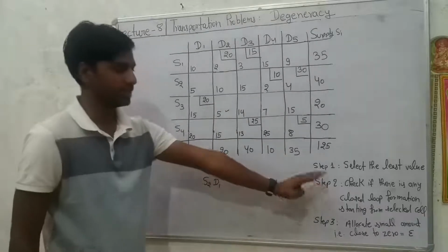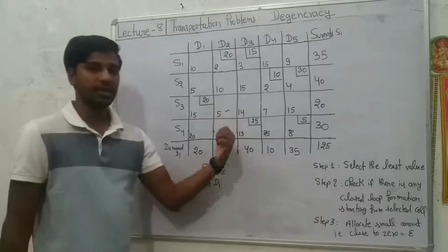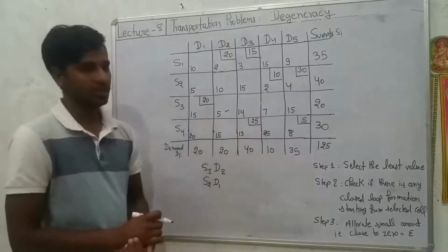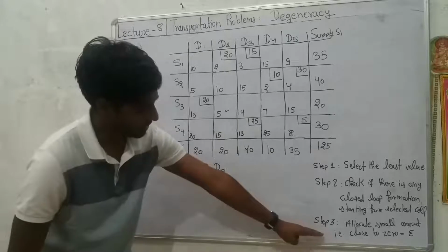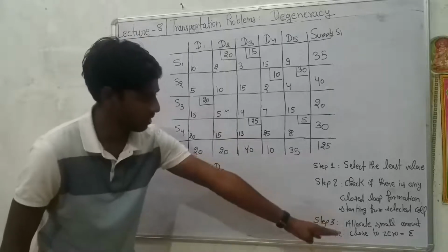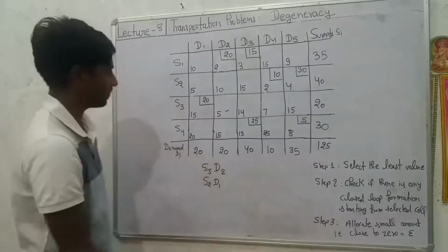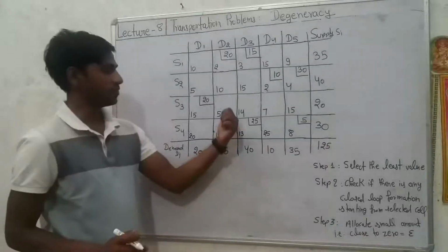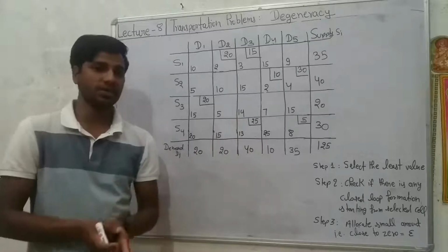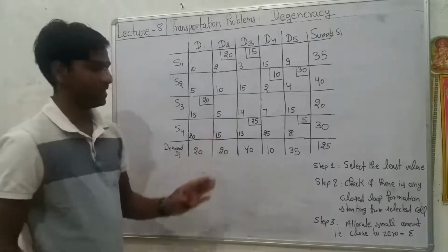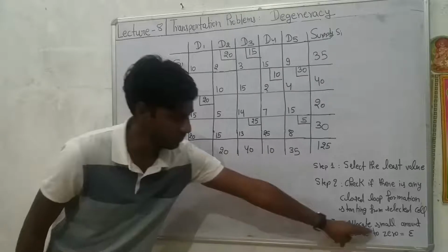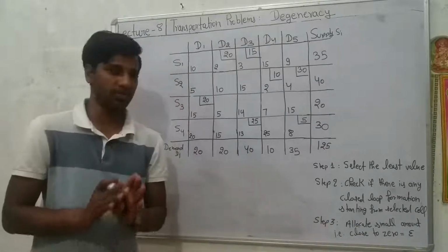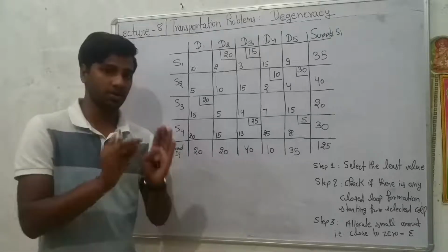So the second condition is satisfied: this cell is independent, and there is no closed loop formation starting from this cell. Now what is the next step? It is to allocate a small amount that is close to 0. We have to allocate in this particular cell a small quantity of the product, so small that it is close to 0, but not 0.